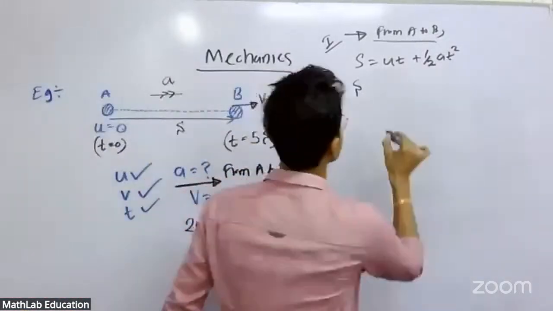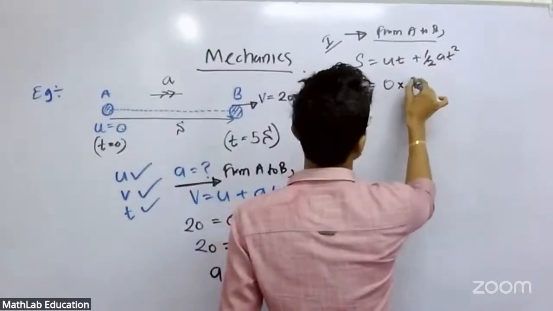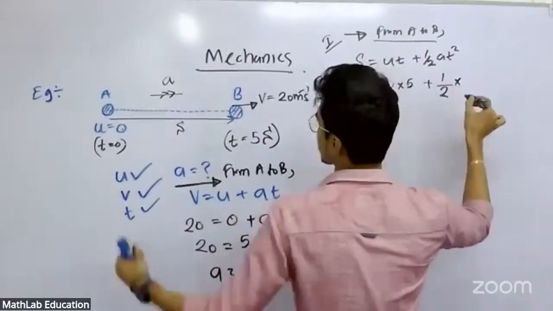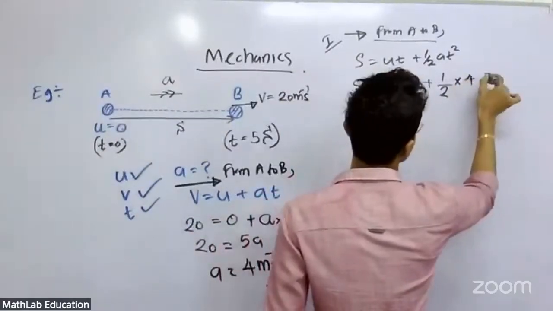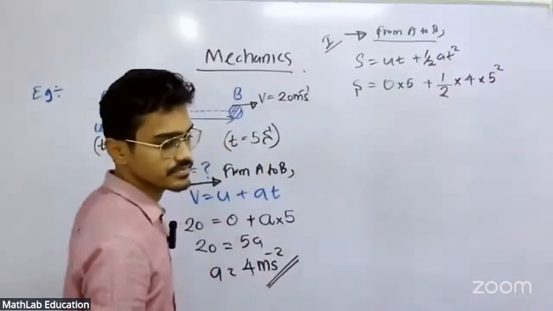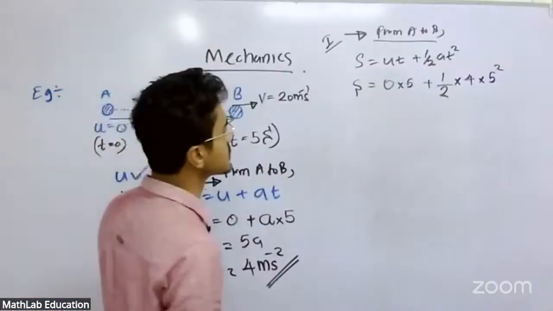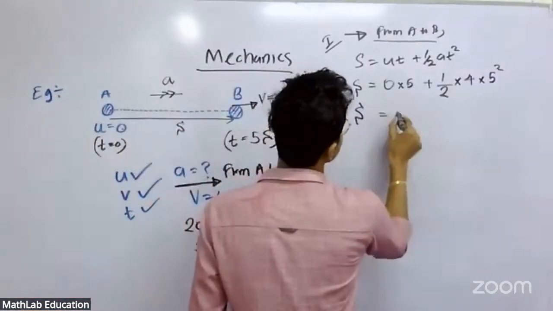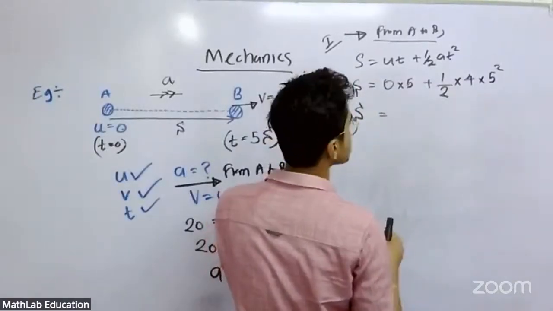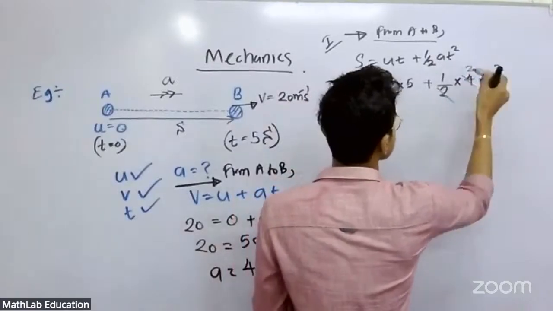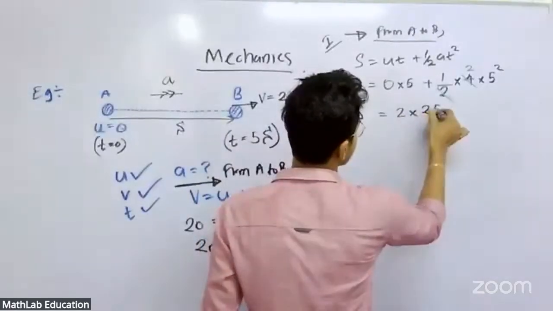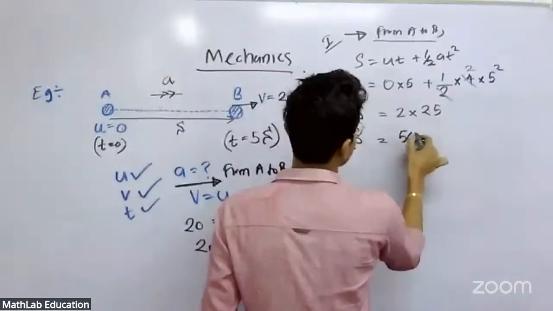So u is 0. 0 times 5, 0 times anything is 0. Plus half of acceleration in the same direction, which is 4, times t squared, which is 5 squared. This is the substitution. Now simplify. S equals 0, and from here, you can see the 2 and the 4 cancel. 2 times 5 squared is 50. So displacement is 50 meters.